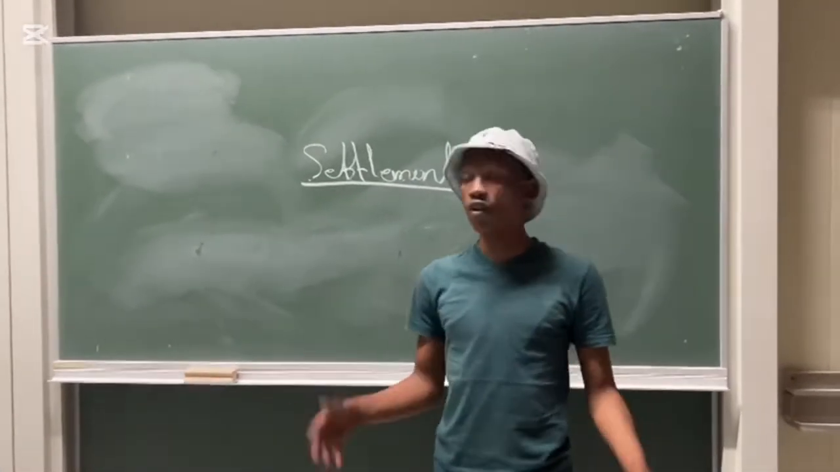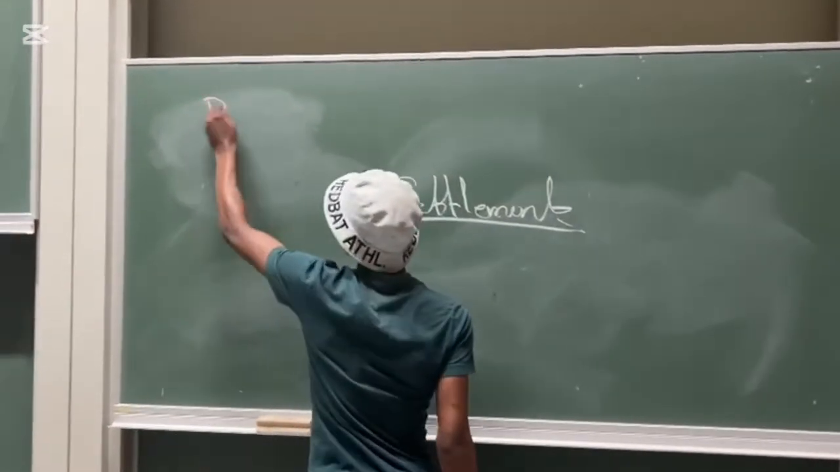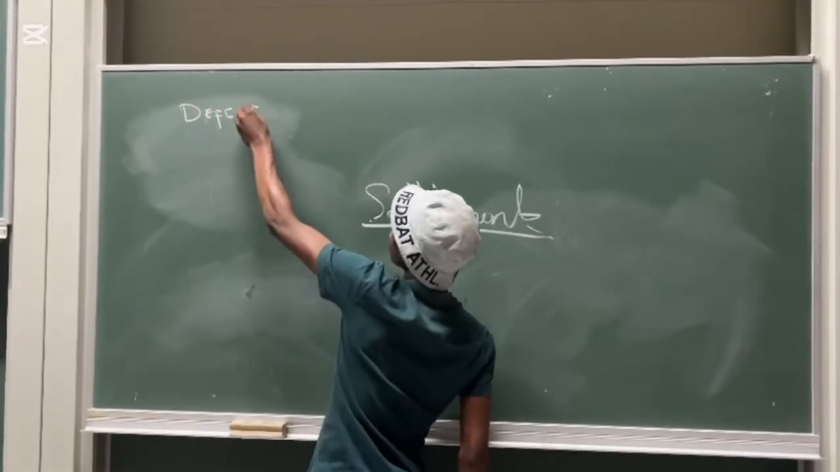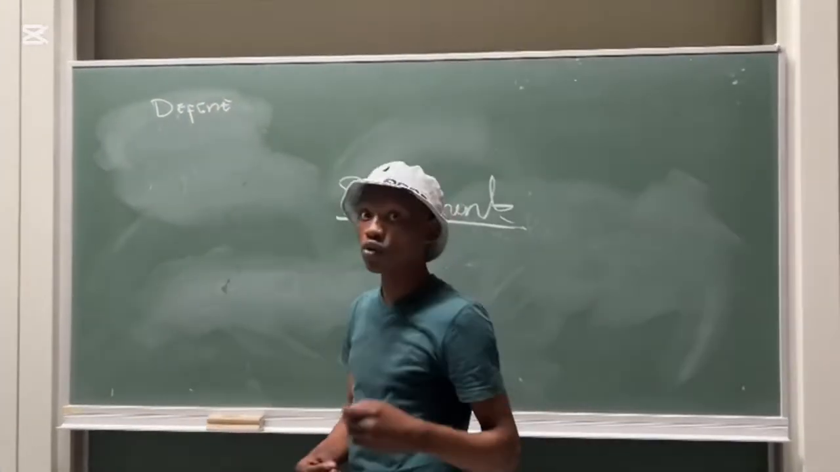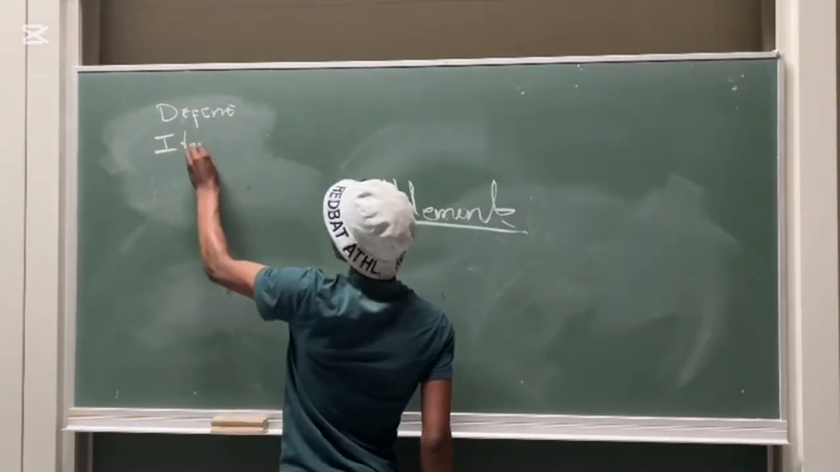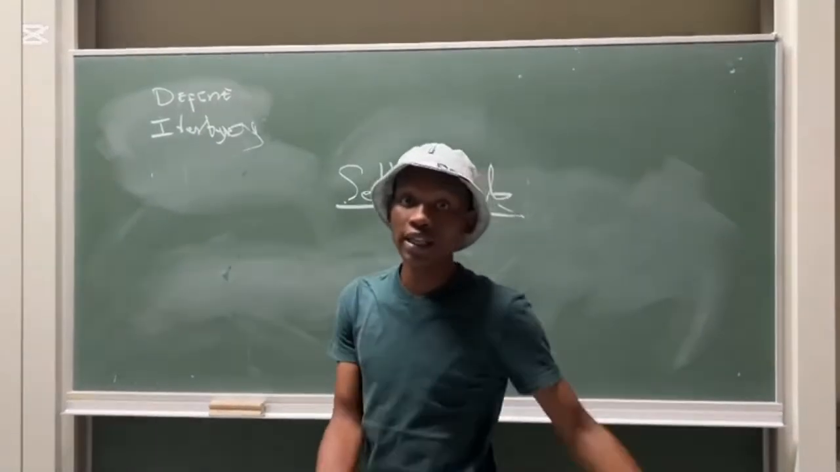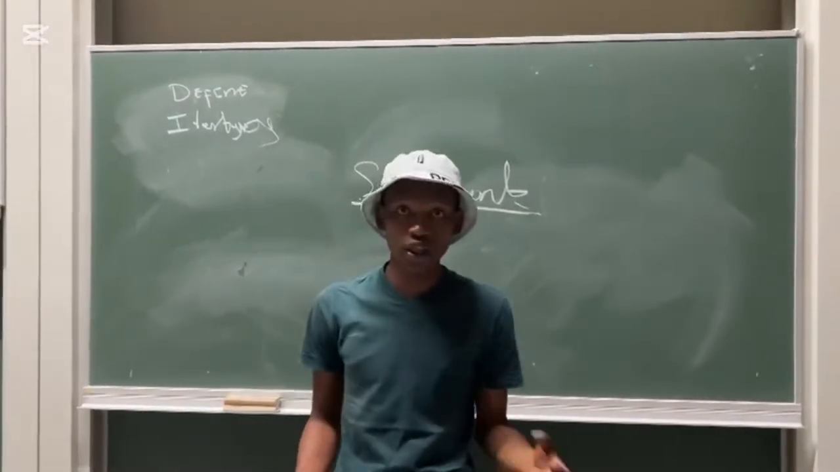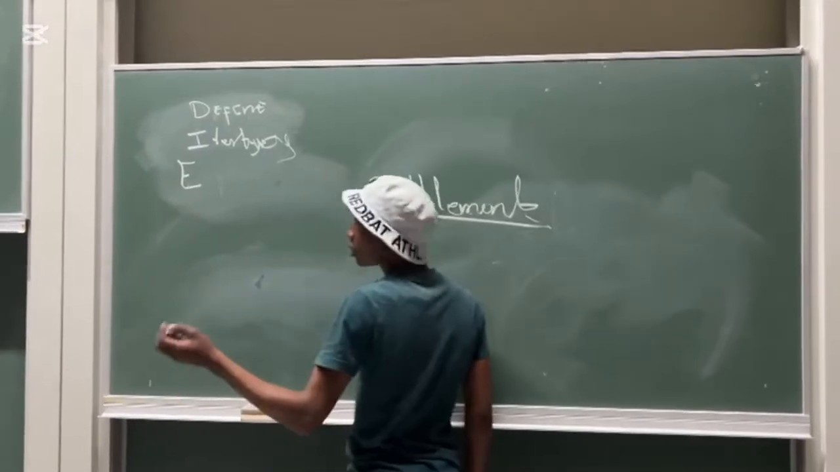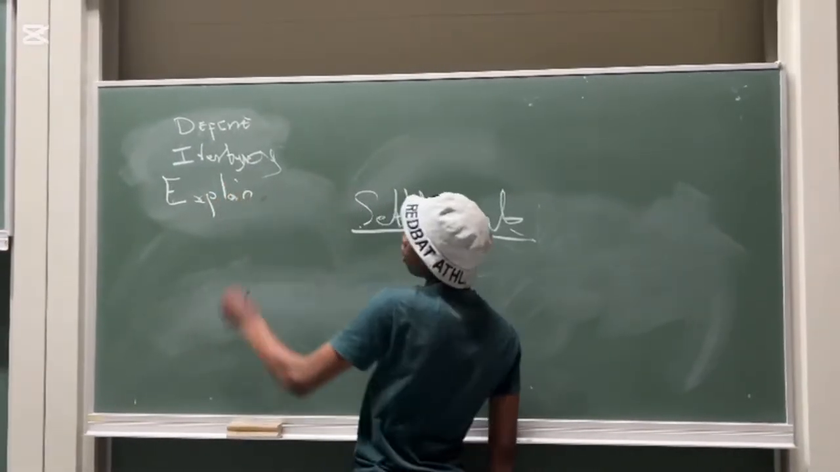lesson. Firstly, learners are required to define what is a settlement, and then secondly, learners are also required to identify those types of settlement. And then thirdly, learners are required to explain the different settlements, which are urban and rural areas.